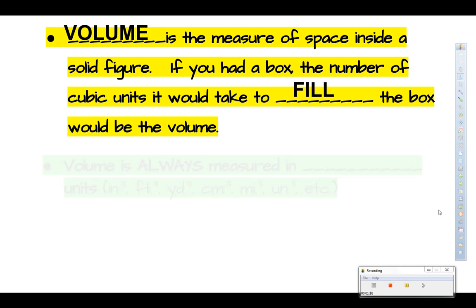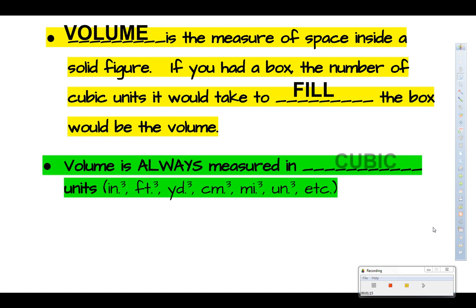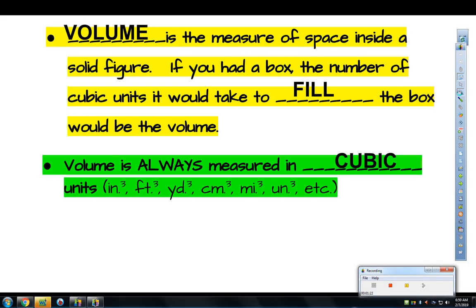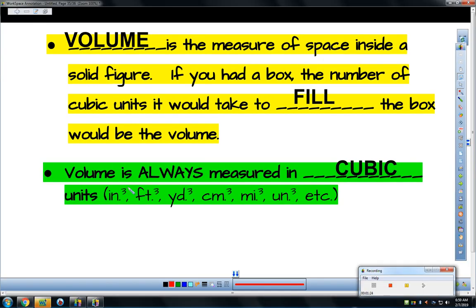Volume is always measured in cubic units. So notice that that is the little 3. It can also be written with the word cubic and then whatever the unit is, cubic inches, for example. But it's always measured in cubic units.